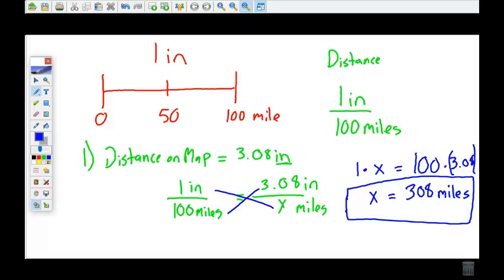Also note that you could just as easily have solved this using scaling. For example, I could have gone from 1 to 3.08 by multiplying by 3.08. And if I do that to the numerator, I must do that to the denominator. So 100 times 3.08 would give me x equivalent to 308 miles. So cross product's not the only thing we can use to solve this type of problem.